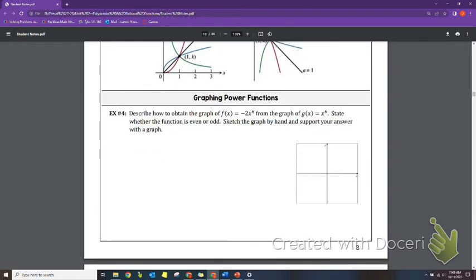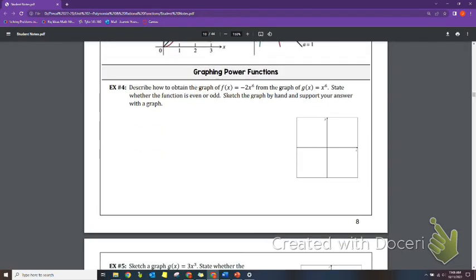All right, so moving on, let's talk about graphing power functions. It says in example 4, describe how to obtain the graph of f of x equals negative 2 x to the 6 from the graph of g of x equals x to the 6. State whether the function is even or odd, sketch the graph by hand, and support your answer with a graph. All right, so describe how to obtain the graph of f of x equals negative 2 x to the 6. So let's do that part first.